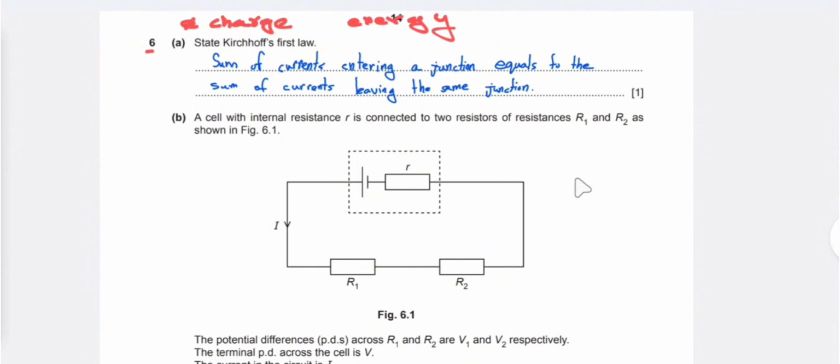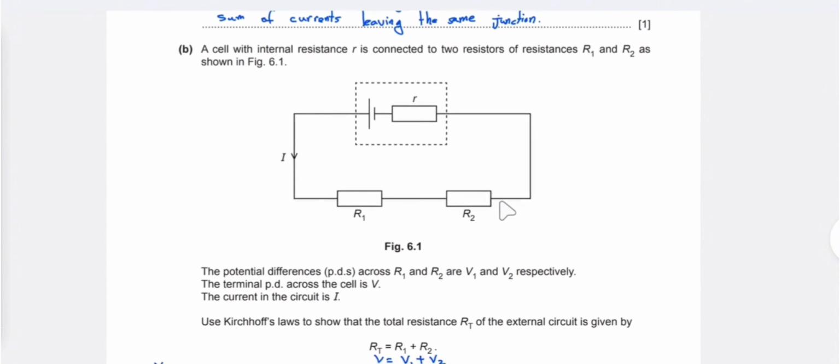And for the second law, we know that EMF is equal to the sum of the potential differences, that is, the EMF of the battery is equal to the sum of the potential differences V1 and V2. So EMF is equal to V1 plus V2. And for the first law, the total current entering a junction is equal to the total current leaving the same junction.